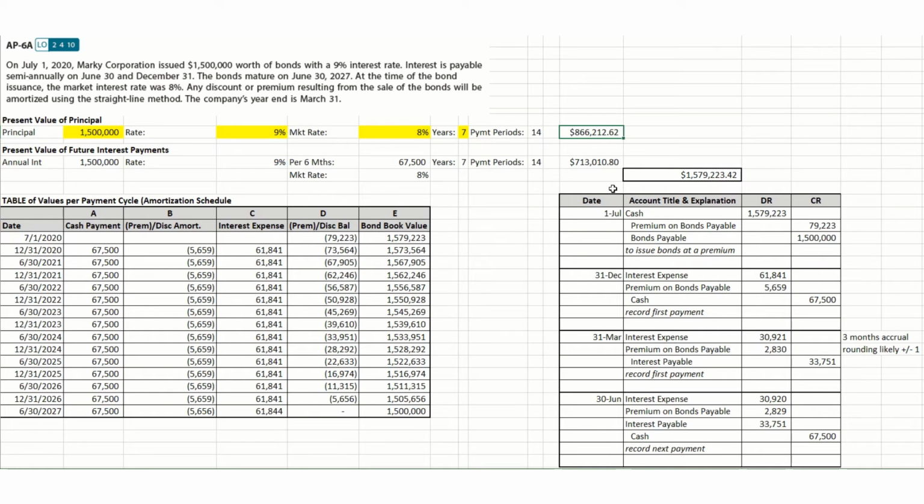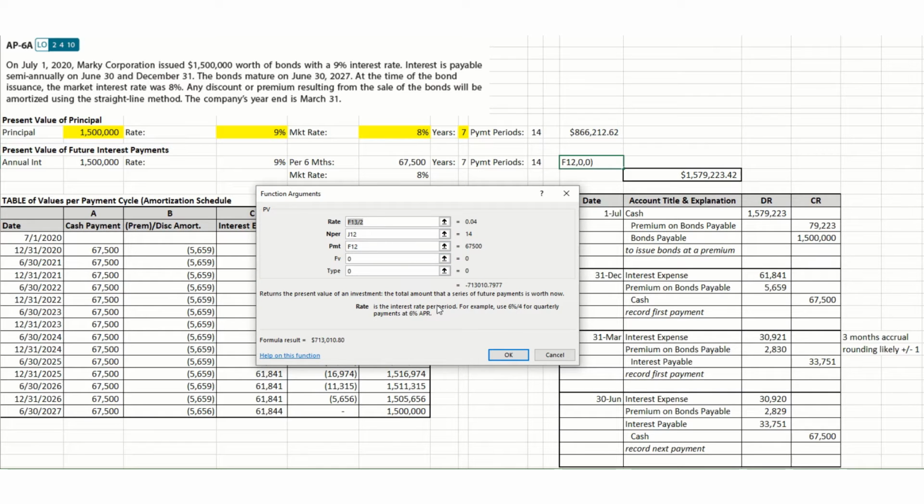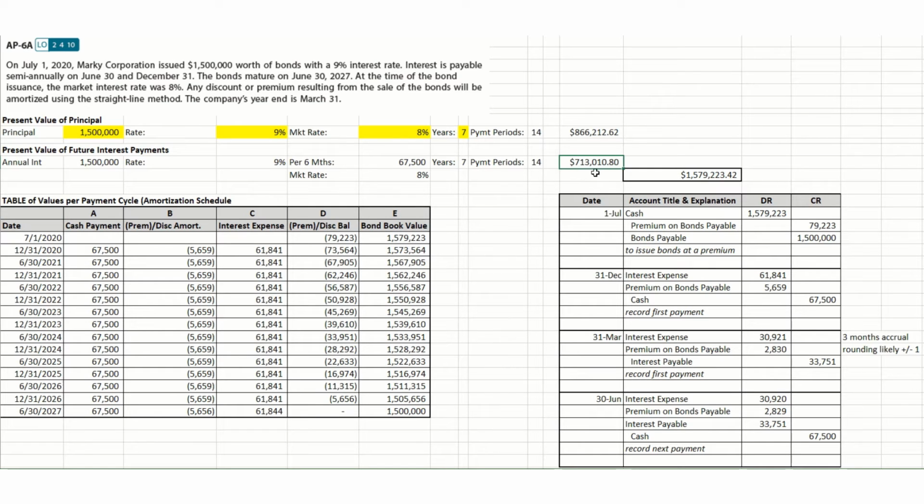The present value of future interest payments then, similarly, has a couple of key differences. We can use the same present value function within Excel. We will look at the fact that every 6 months, what is our market rate? 8% divided by 2. Number of periods would be the 14. How much is the payment? It's the 67,500 interest. Is there a future value? No, because we're making payments over a period of time. And type is 0, meaning it's the end of the period. So that calculates 713,010 and some change.